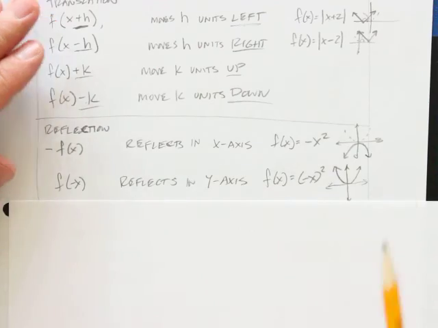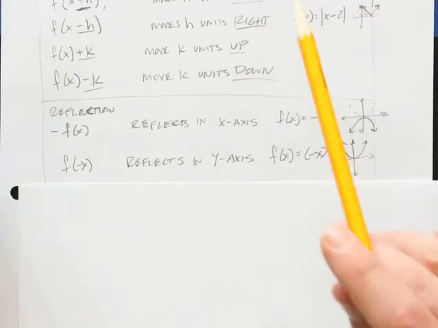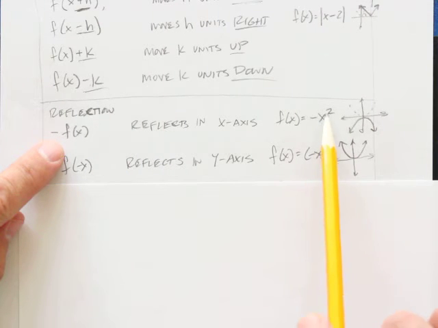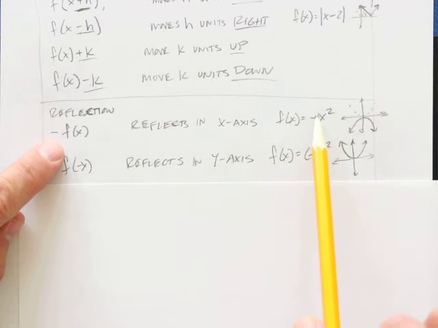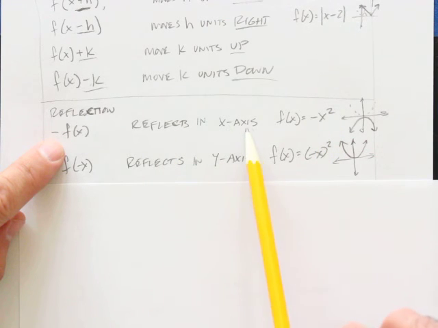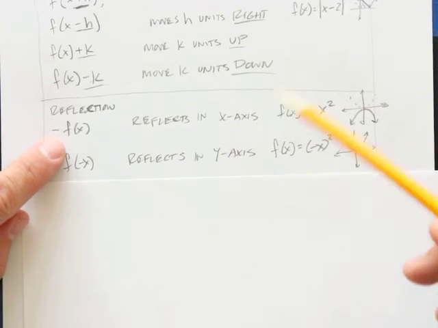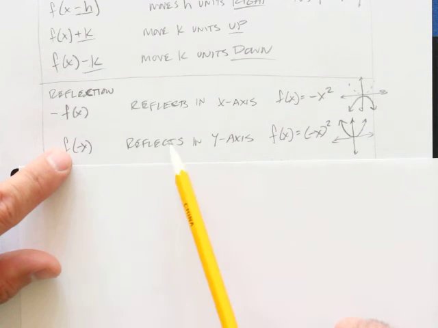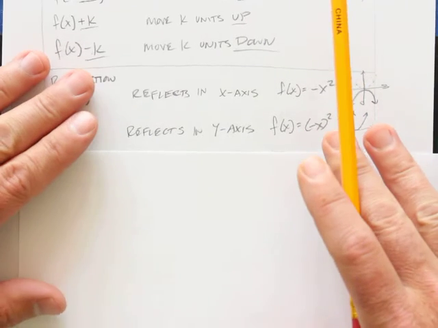Reflections. So now the reflection is, if the negative is outside of the function, like for instance here, f of x equals negative x squared, then it reflects in the x-axis. If the negative is inside, it reflects in the y-axis. So for instance, the parentheses negative x squared, then it reflects in the y-axis, and we did an example like that.